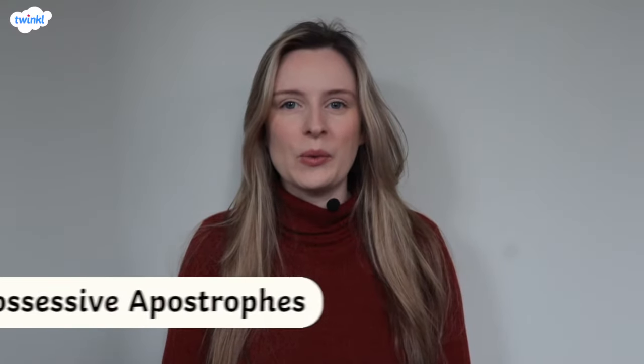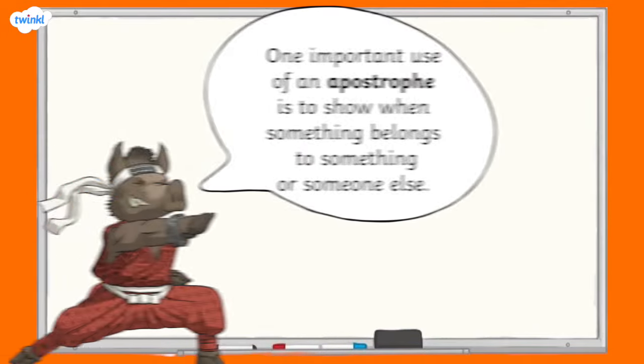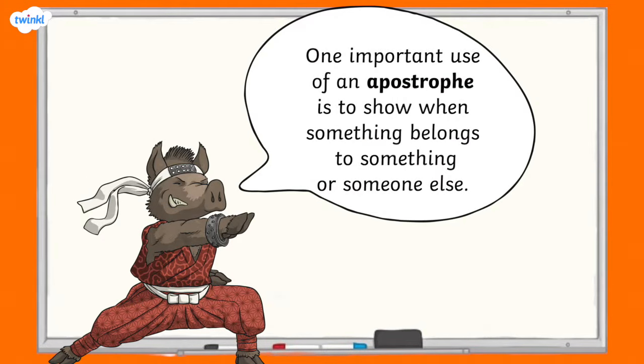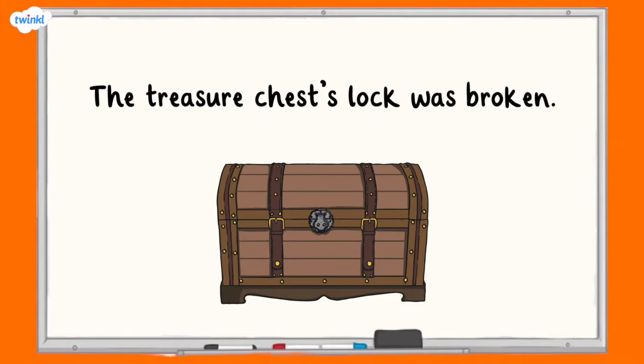In this video, we're going to be looking at possessive apostrophes. One important use of an apostrophe is to show when something belongs to something or someone else. For example, let's look at this sentence. The treasure chest's lock was broken. There are two nouns in the sentence, treasure chest and lock. Because the lock belongs to the treasure chest, we add an S and an apostrophe to the end of that noun.